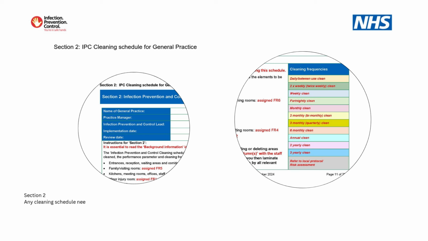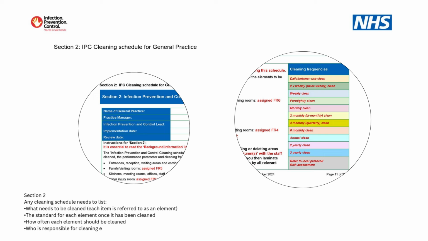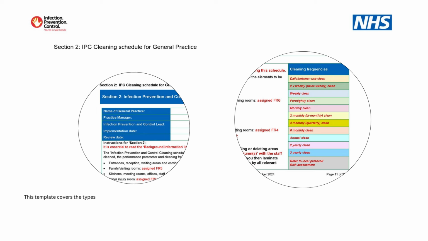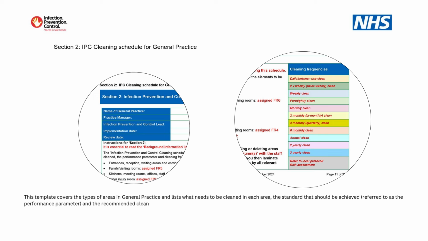Section 2. Any cleaning schedule needs to list what needs to be cleaned, each item is referred to as an element, the standard for each element once it has been cleaned, how often each element should be cleaned, and who is responsible for cleaning each element. This template covers the types of areas in general practice and lists what needs to be cleaned in each area, the standard that they should be achieved, referred to as the performance parameter, and the recommended cleaning frequency.